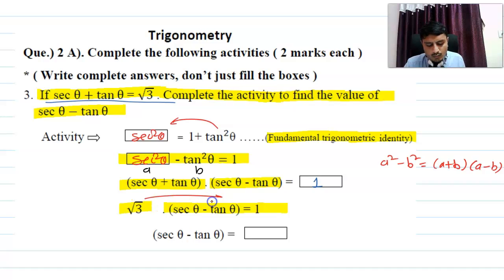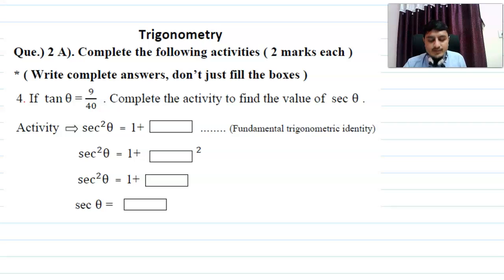Once we shift root 3 from LHS to RHS, the multiplier root 3 becomes a divisor to the RHS, that is 1. So the value of sec theta minus tan theta is equal to 1 upon root 3. Look at the next and last activity, activity number 4. We have if tan theta equals 9 divided by 40, complete the activity to find the value of sec theta.